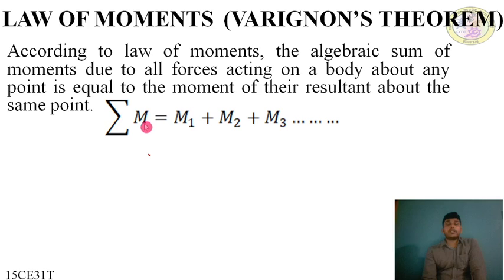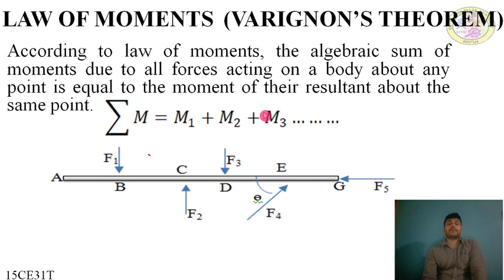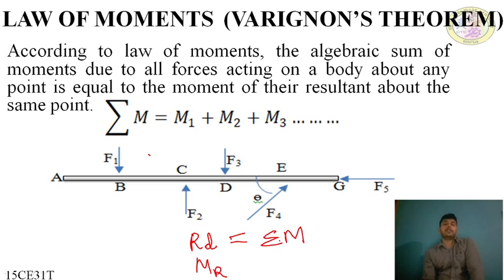Sum of all moments M is equal to M1 plus M2 plus M3, that is sigma M, or the sum of moments. M1 is F1 into d, M2 is F2 into d, M3 is F3 into d. We can write this as the law of moments or Varignon's theorem in this form: the moment of the resultant, that is M resultant, will be equal to the summation of all moments.